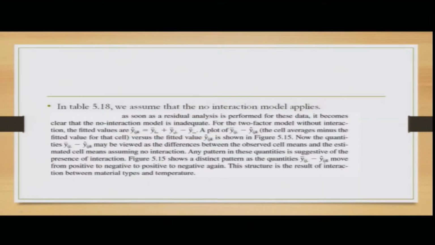So, in the following table we assume that no interaction is there. As soon as the residual analysis is performed on this data, it becomes clear that the no interaction model is inadequate, because it will not be able to explain all the variations to the utmost level of accuracy. For the two factor model without interaction, the fitted values are as follows. I want to find the average of the averages, which is mu hat, given by y bar dot dot dot.